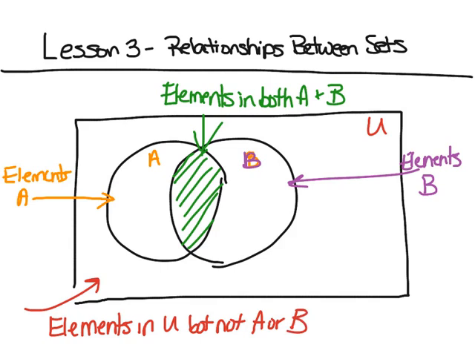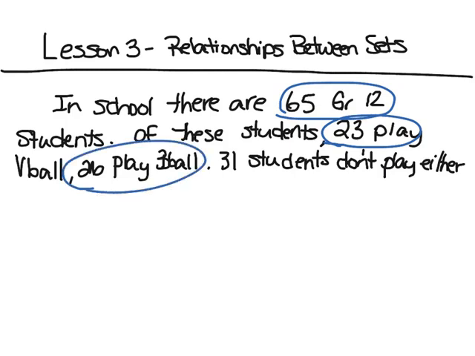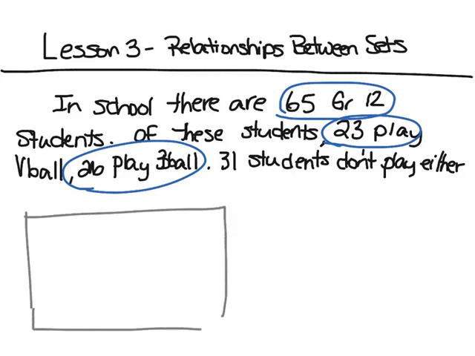So we can use this to help us solve problems. For our example, in our school there are 65 grade 12 students. Of these students, 23 play volleyball and 26 play basketball. 31 students don't play either. So we're going to draw a Venn diagram to help us solve this. This is going to be volleyball, and this is going to be basketball. So let's just call it V and B.